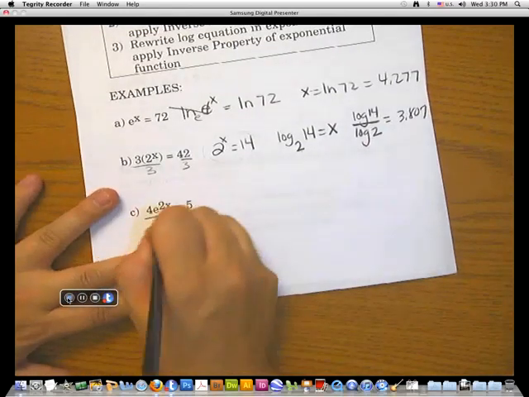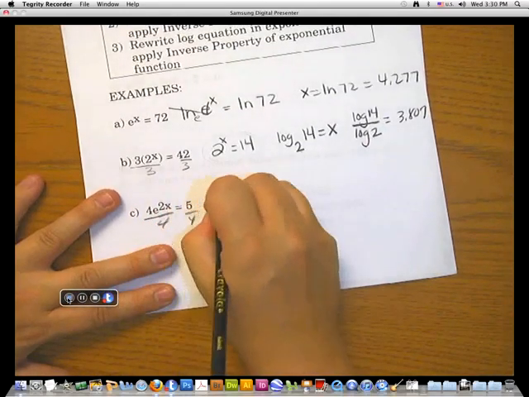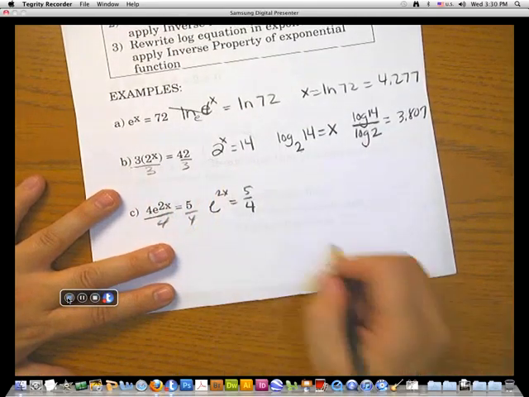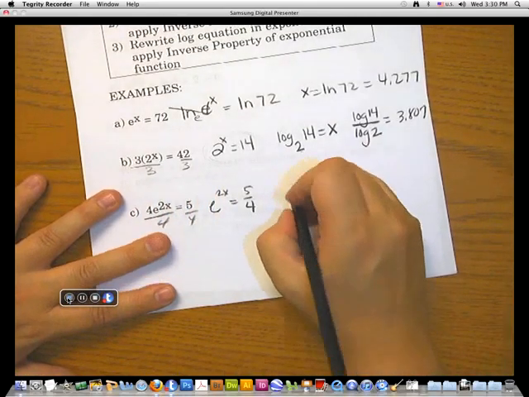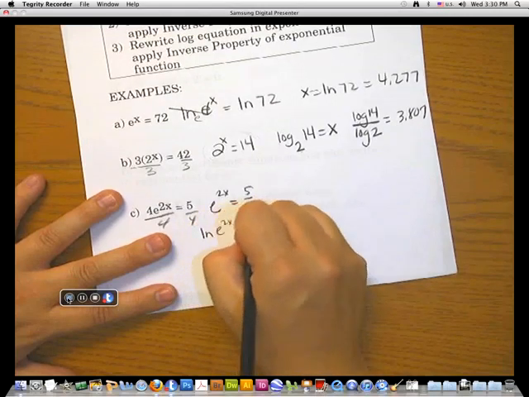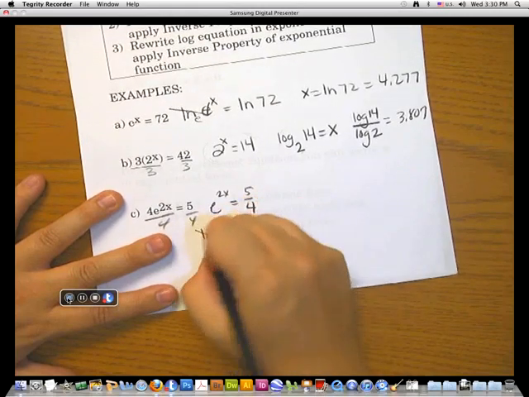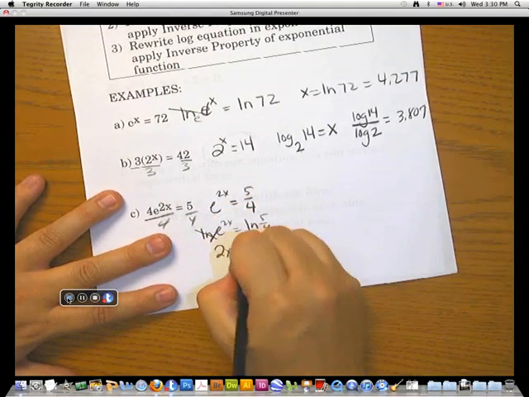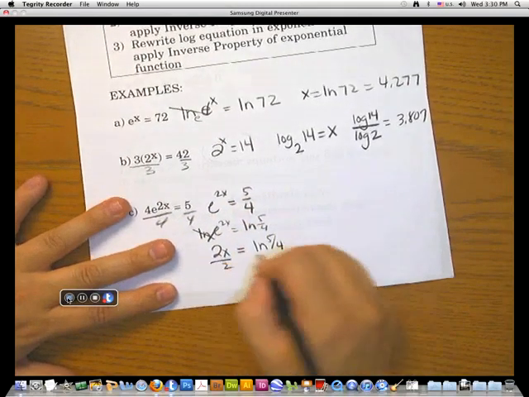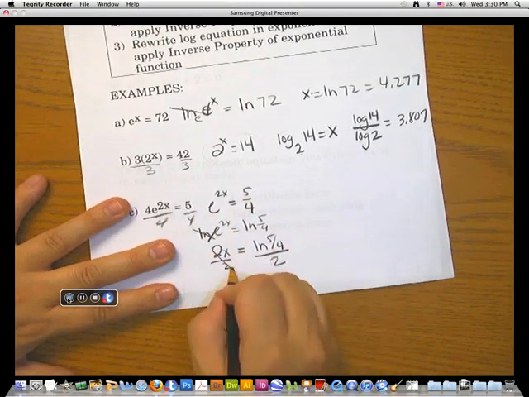4e to the 2x, first thing I have to do is divide by 4. So e to the 2x is 5/4. Now when I take the natural log of both sides, that's going to cancel, leaving 2x. And then divide by the 2.